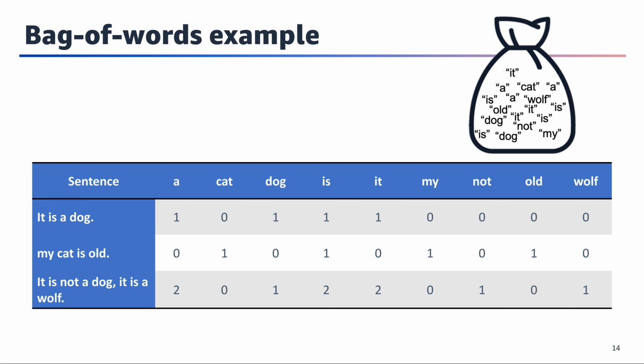Consider the example on this slide, which uses the following sentences. It is a dog. My cat is old. It is not a dog, it is a wolf. The binary bag of words method first looks at the text and creates a vocabulary of the words that were encountered across the text. The vocabulary for these example sentences is listed alphabetically in the top row of the table on the slide: a, cat, dog, is, it, my, not, old, wolf. This is a fixed-length vocabulary of 9 words.